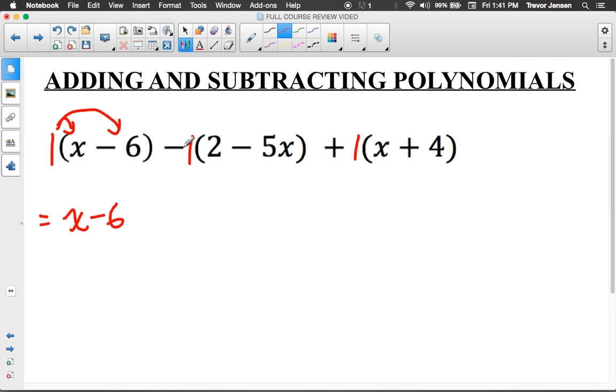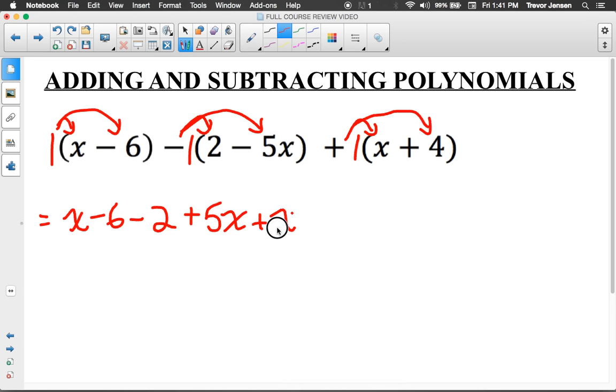But here, if there's a -1 out front, multiplying both by -1, it's just going to change the sign of both terms in the brackets. -1 times 2 is -2. -1 times -5x is +5x. So what happens is both of these terms change sign. Here I have +1 times x, +1 times 4. That's not going to change anything. Multiplying things by 1 doesn't change anything.